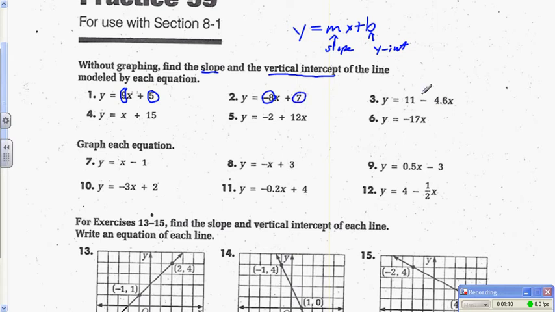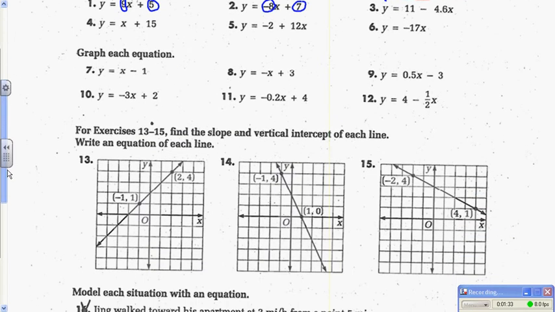Now here the order's changed, so pay close attention to the fact that the slope is the number with the x. So if I rewrote it this way, we know that the slope is -4.6 and the vertical intercept is 10.